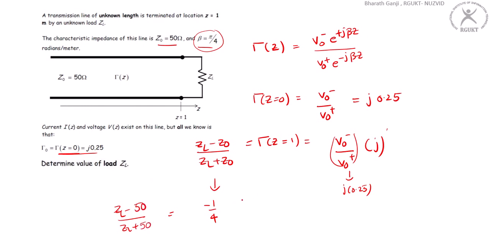So let me write the answer. What you'll get is 4 times ZL minus 200 is equal to minus ZL minus 50. So you have 5 ZL equal to 200 minus 50, which is 150. So 150 divided by 5, you get ZL equal to 30 ohms. So that is your answer. We'll move on to the next problem.